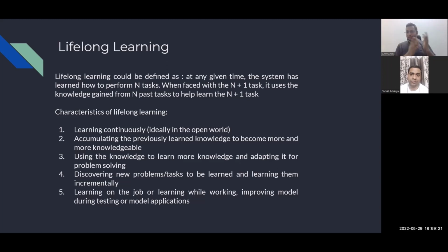Foundation models also become extremely relevant, because you will have to deal with different inputs. It's better to have a foundation model that can deal with different sets of inputs and accumulate the previously learned knowledge to become more and more knowledgeable. So of course, keep accumulating this knowledge through a knowledge base. I want to talk about the knowledge base in our next video, because I do think that's extremely important. And then use this knowledge to learn more knowledge and adapt to problem solving.